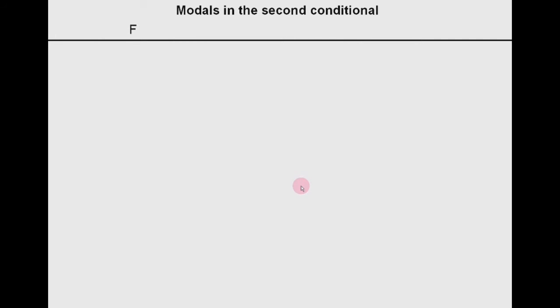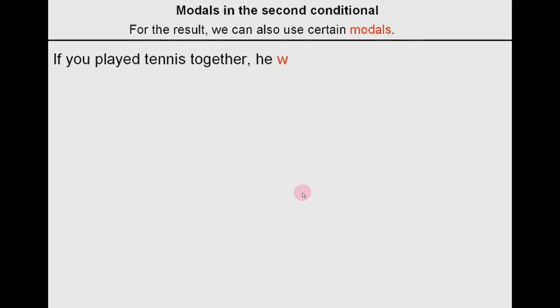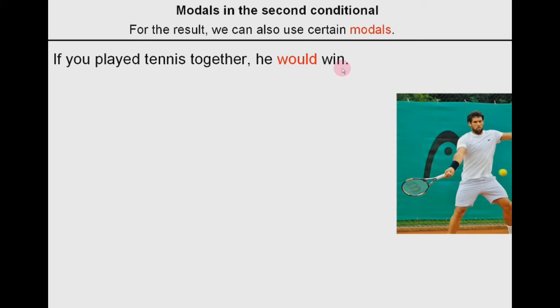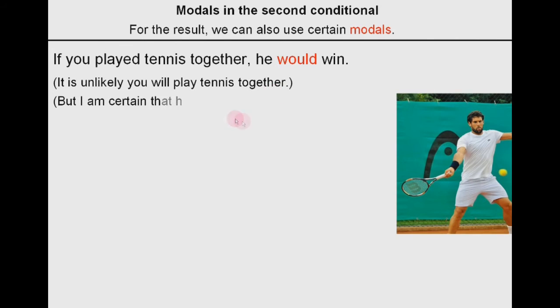Finally, let's look at some modals in the second conditional. So we can use certain modals. If you played tennis together, he would win. So this is the first example, and we have already seen this structure. Would is also a modal. And so this sentence, it means, well, first of all, it is an unreal situation. Therefore, it is unlikely that you will play tennis together, because it is the second conditional. It's an unreal situation. But I am certain that he would win. So if it is unlikely, but if this was true, if this were true, then it is certain that he would win.